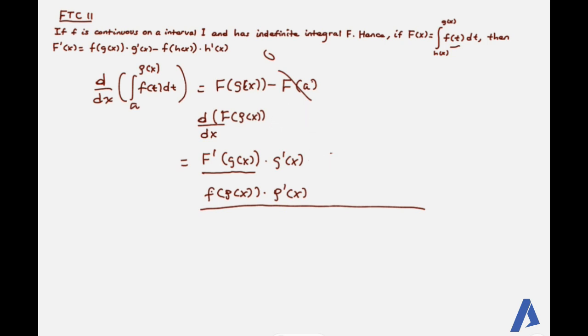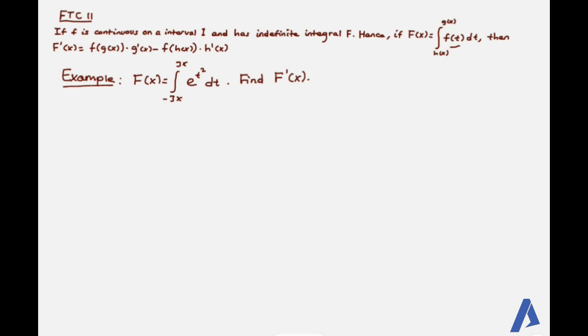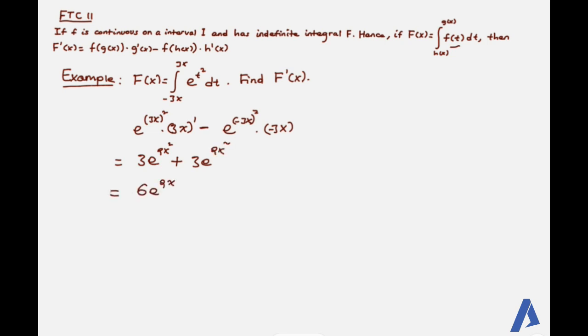ስለዚህ በቴረሙ መሰረት ይሄኛው e the power of 3x the whole square times 3x derivative minus again e the power of minus 3x the whole square multiplied by the derivative of minus 3x ይሆናል ማለት ነው። this is equal to 3e the power of 9x square plus 3e the power of 9x square. This is equal to 6e the power of 9x square.